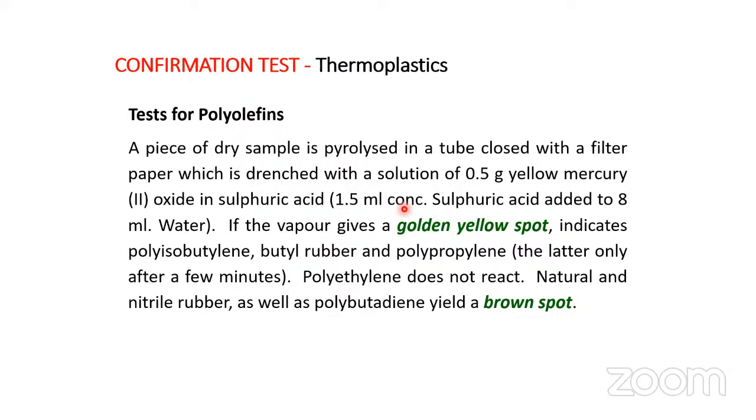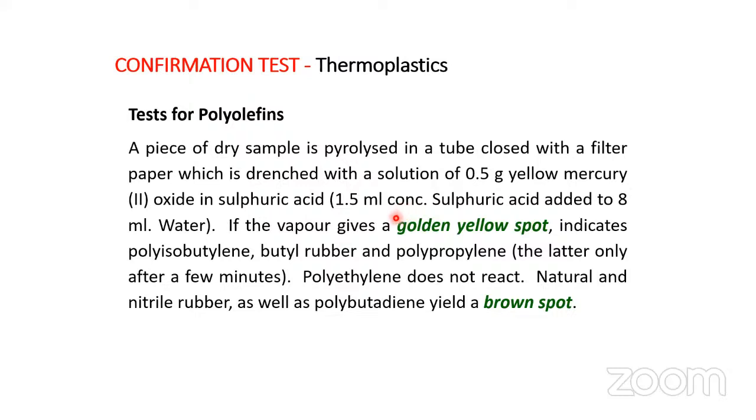If the vapor gives a golden yellow spot, it indicates polyisobutylene or butyl rubber and polypropylene, the latter only after a few minutes. Polyethylene does not react. Natural and nitrile rubber as well as polybutadiene yield a brown spot. So these are some confirmation tests which are available for each type of plastic.